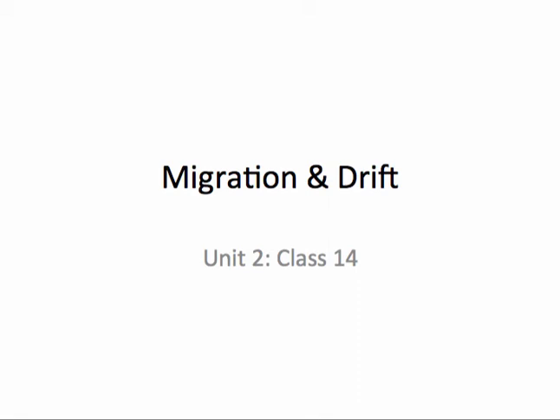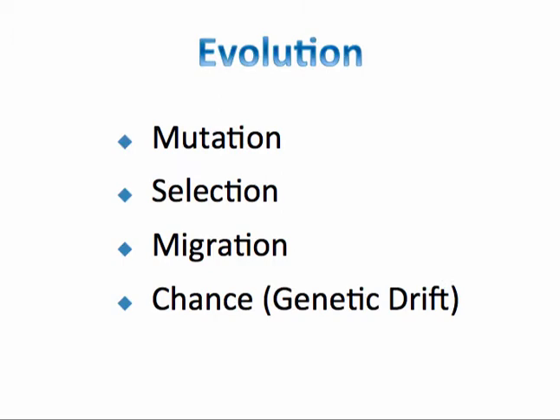All right, so we're going to talk about migration and drift. Evolution is shaped by four forces: mutation, selection, migration, and chance. Generally when we are talking about chance, we're specifically talking about genetic drift. Earlier we talked about mutation and selection, and now we're going to talk a little bit about migration and chance, or genetic drift.